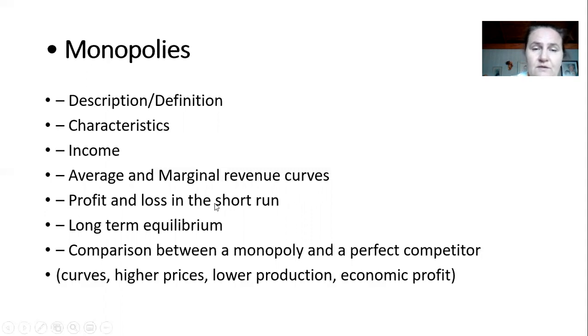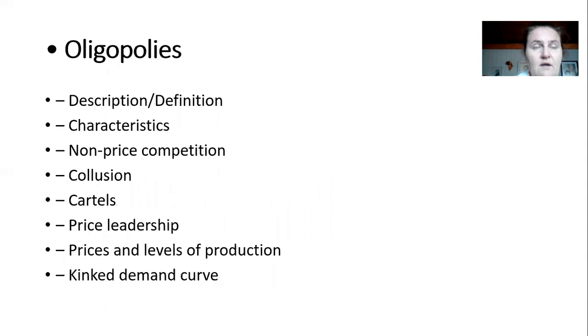What's very important is to know that you need to be able to compare all four organization types with each other. Here, particularly the curves: for a monopolist you're paying more, the quantity that you're producing is less, and you can make economic profit in the long term.